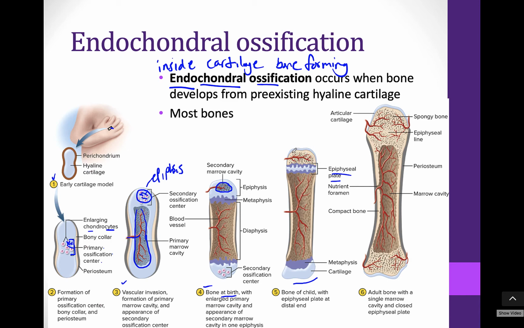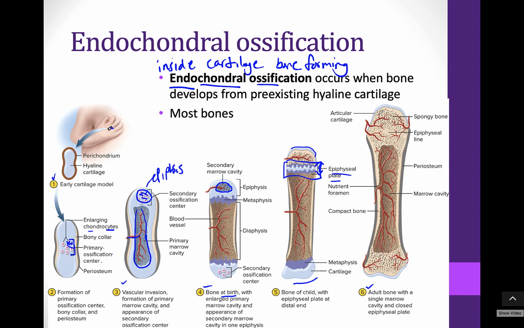So we've got some fully formed bone here on the end. This is an articulation, so here's some articular cartilage on the end. And then this epiphyseal plate is going to allow the bone to grow in both directions to elongate. And we'll look at this more in detail on the next slide. Bones become fully formed in late teens to early 20s.